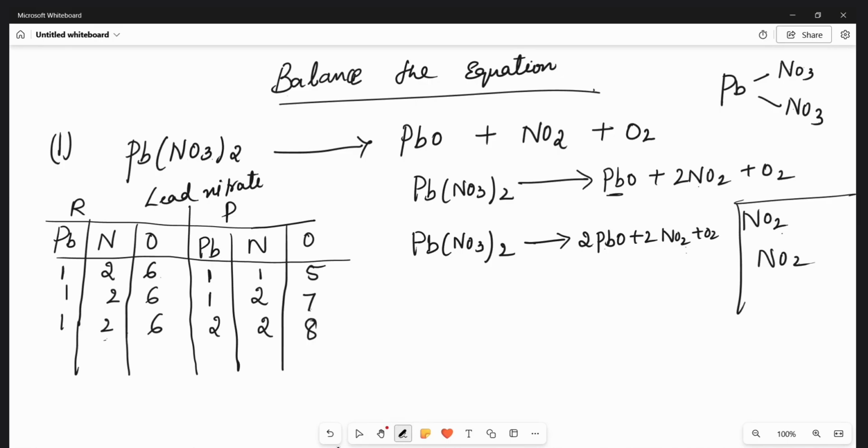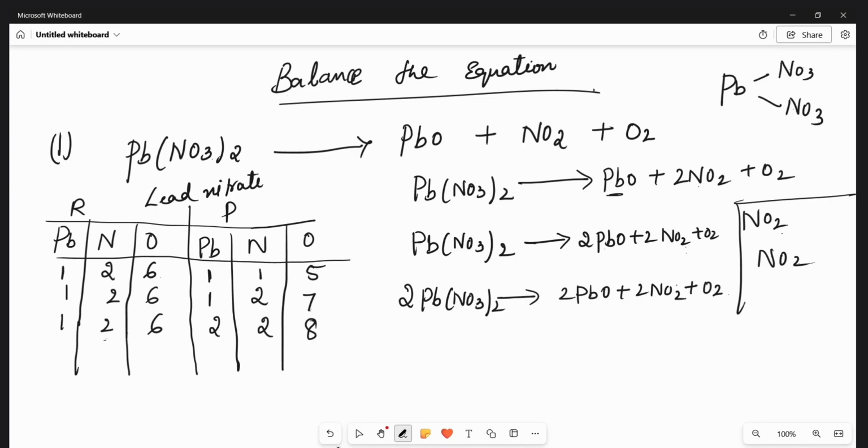Correct? So how can I increase the lead? I have to make it 2 times. And you cannot change it like Pb2. You cannot change the formula. So what you can do is 2 times Pb(NO3)2. You have to make it like that. So you will get 2 times Pb(NO3)2 gives 2 PbO plus 2 NO2 plus O2.